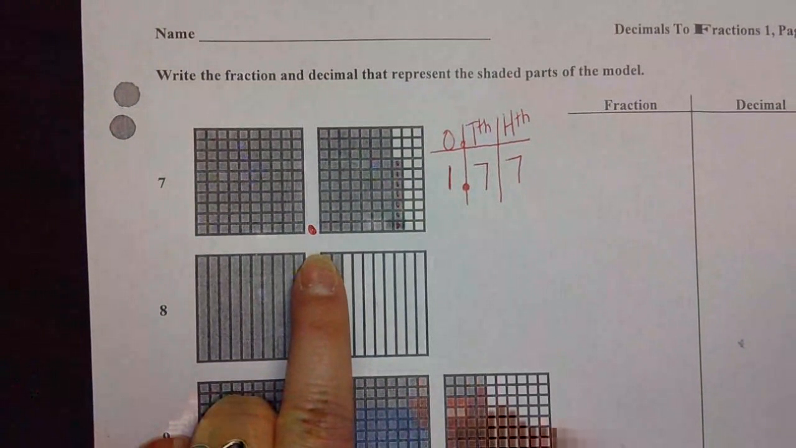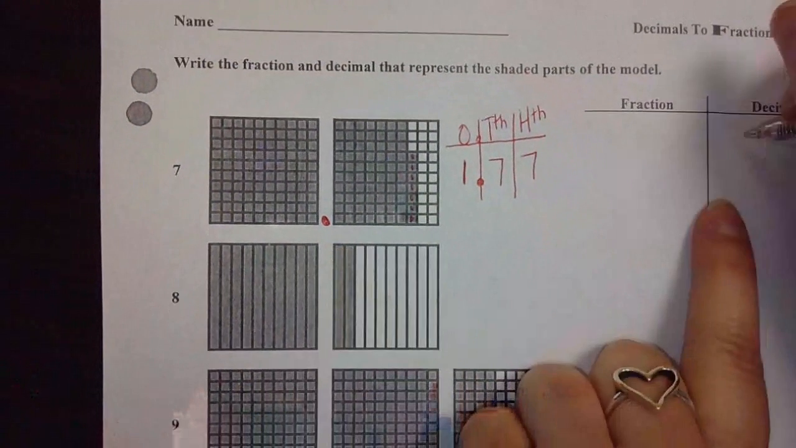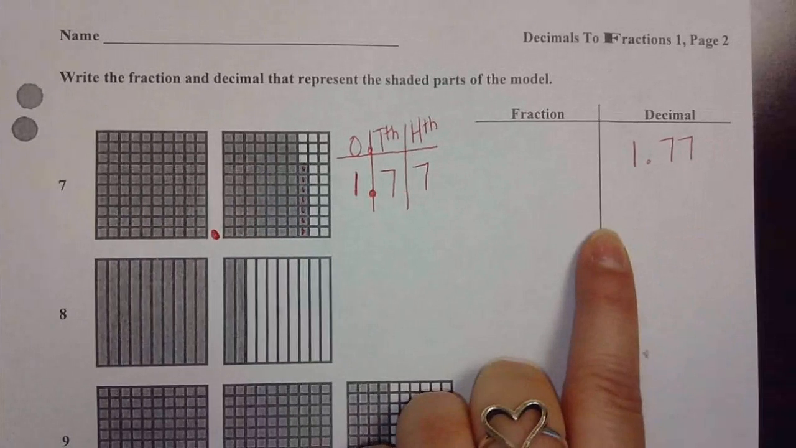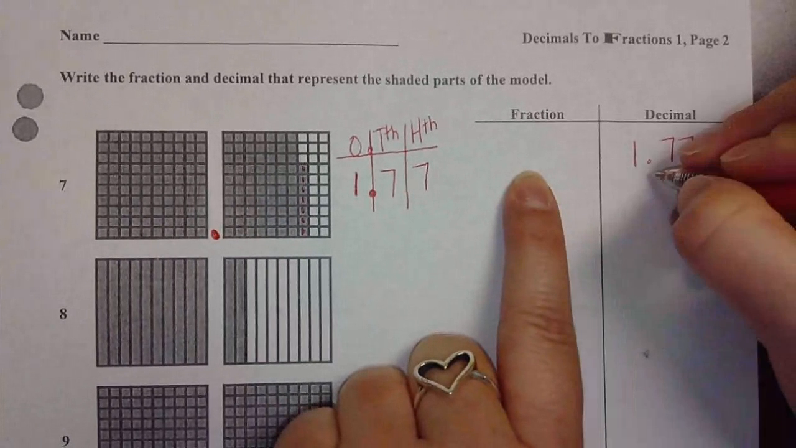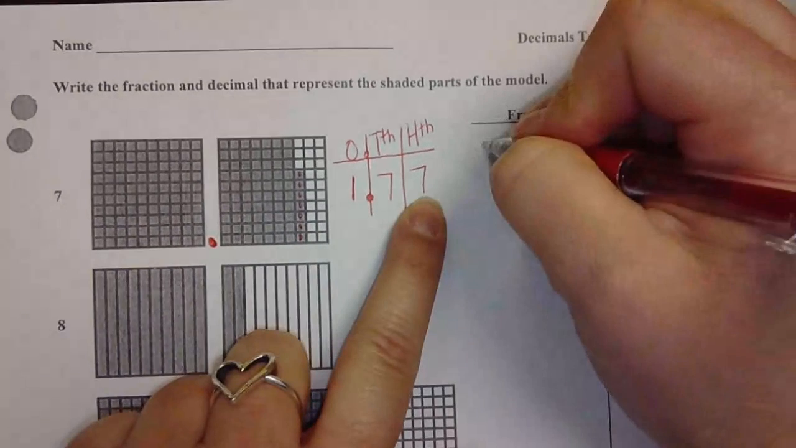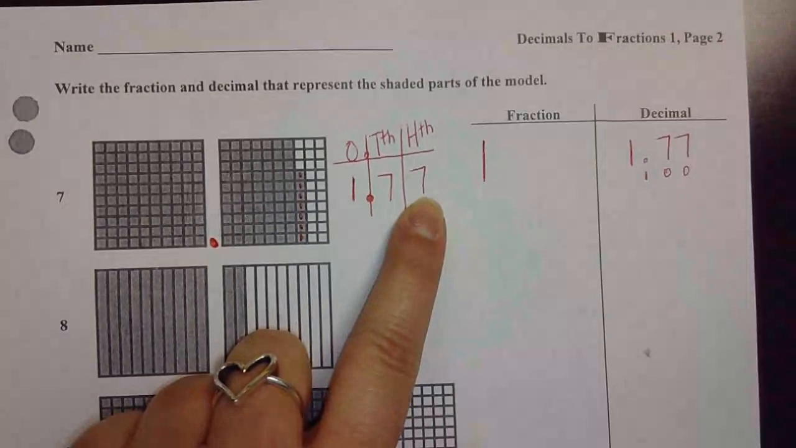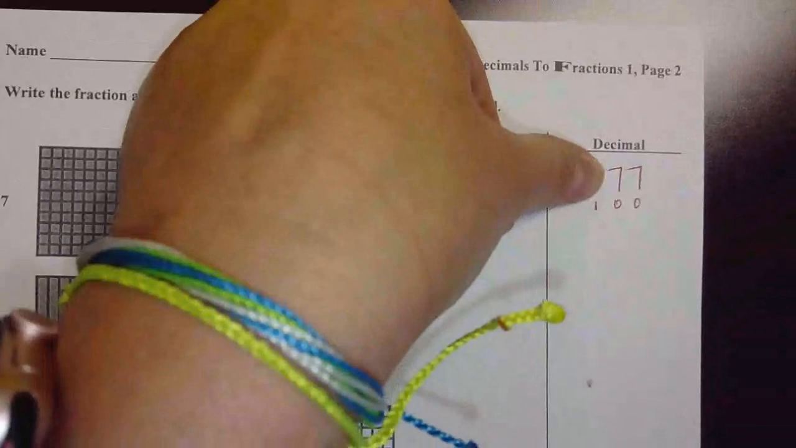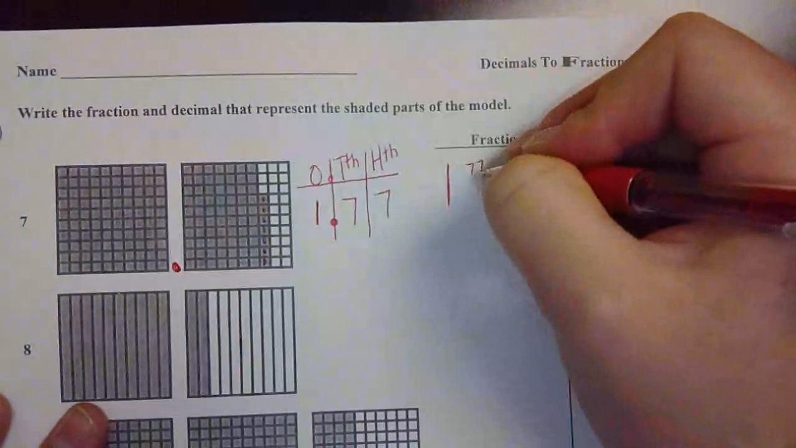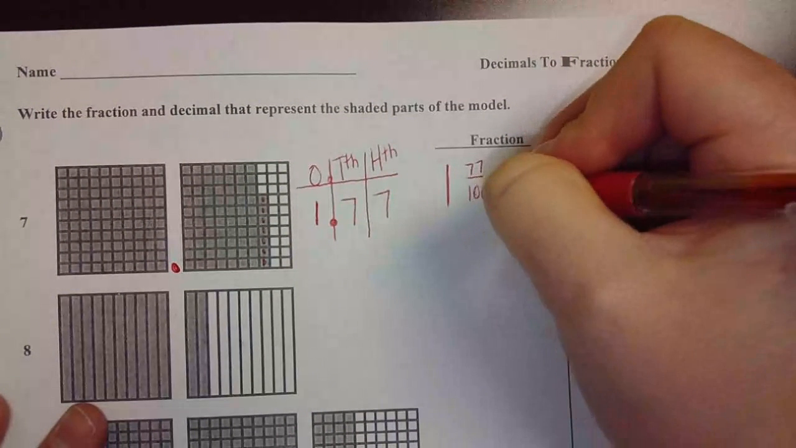So y'all are going to be making a bunch of place value charts this week. So my decimal is 1 and 77 hundredths. And if I was to put that in a fraction, here's my 1 under the decimal with my trailing zeros. So that's one whole. So I need a big daddy 1 to represent my one whole. And 77 hundredths.